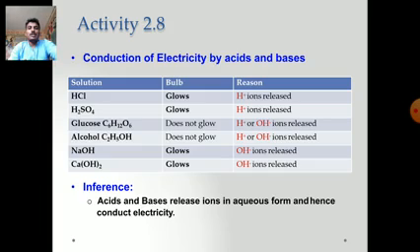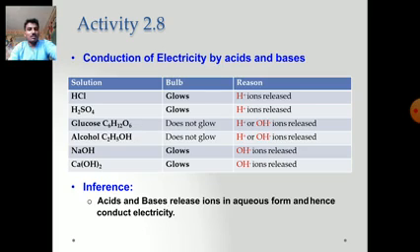Activity 2.8, the conduction of electricity by acids and bases. What are the solutions? First one is HCl solution. The bulb lightly glows. What is the reason? H+ ions are released. Second one is H2SO4, sulfuric acid. The bulb glows, and the reason is H+ ions are released.